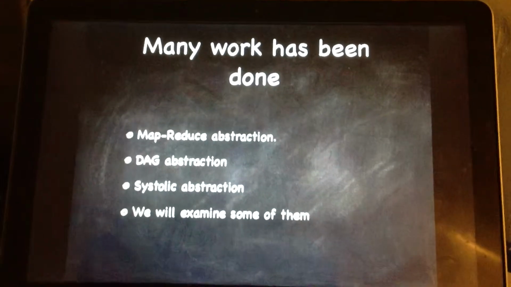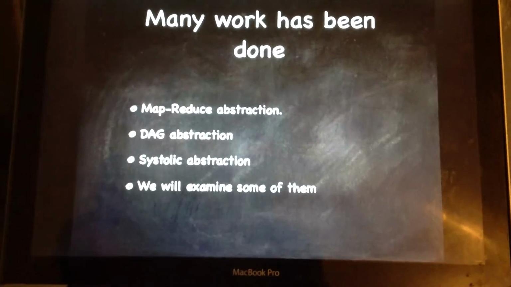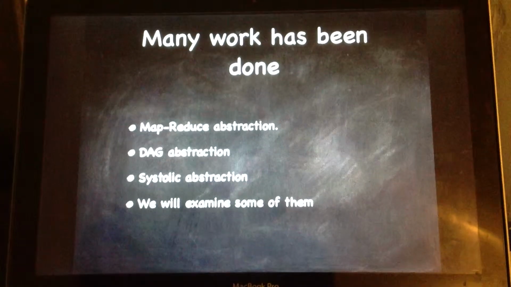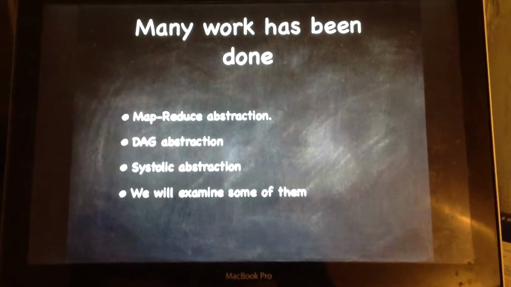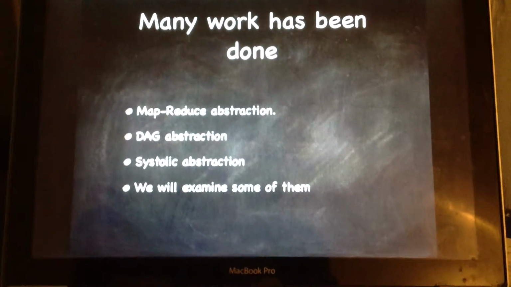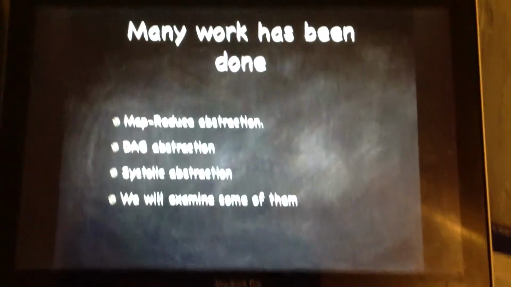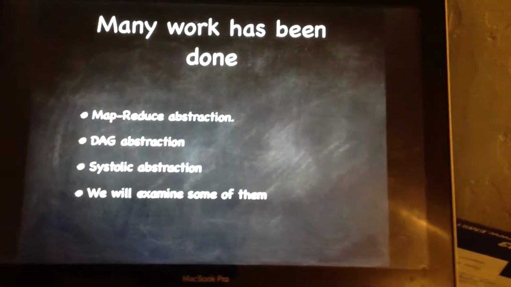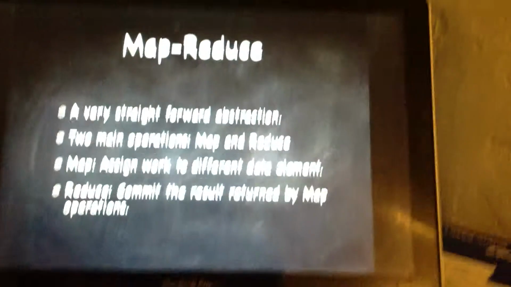So far, much work has been done in this very area, and there are MapReduce, DAG, and systolic abstractions, and we will examine them one by one. Okay.